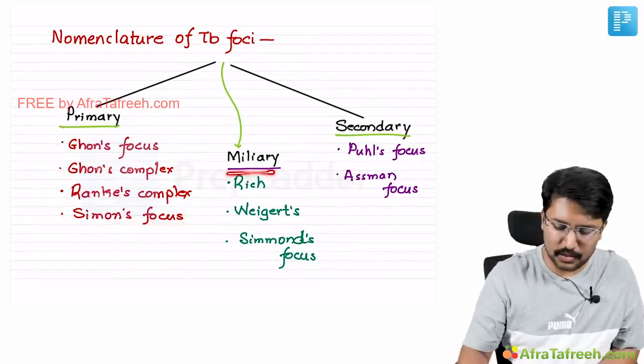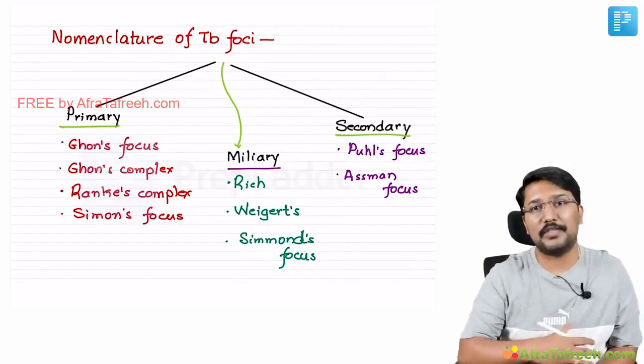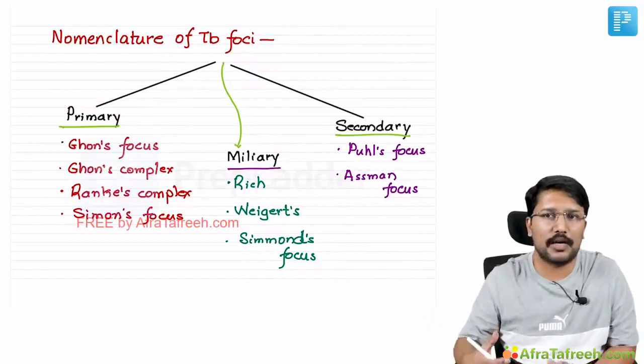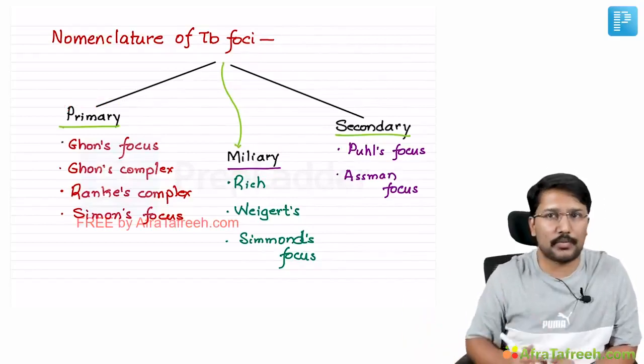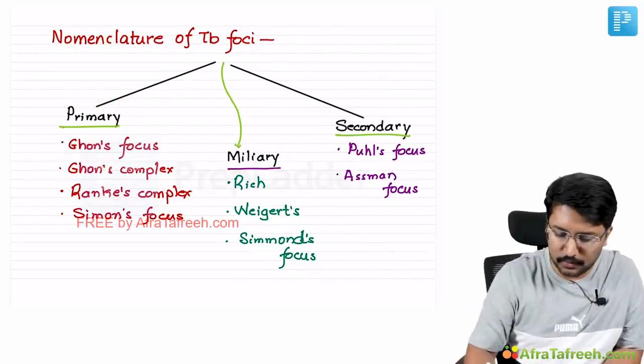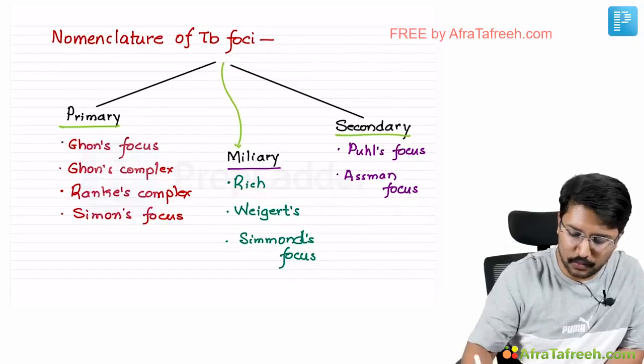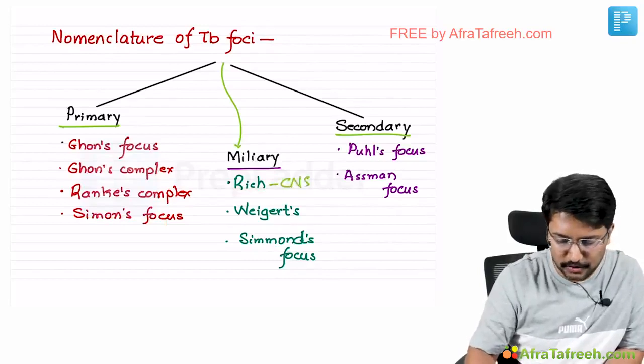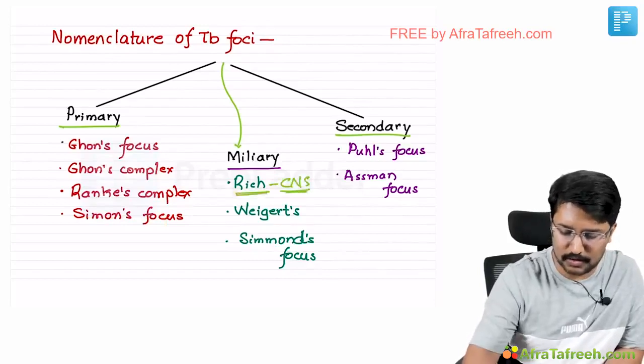Okay, so we were just talking about miliary tuberculosis. So widespread dissemination of tubercle bacilli from the primary focus, part of the primary tuberculosis itself. It's a primary progressive tuberculosis, right? So one of that focus is called Rich focus, which is a focus of the brain or CNS tuberculosis. Rich focus is the focus of CNS tuberculosis.